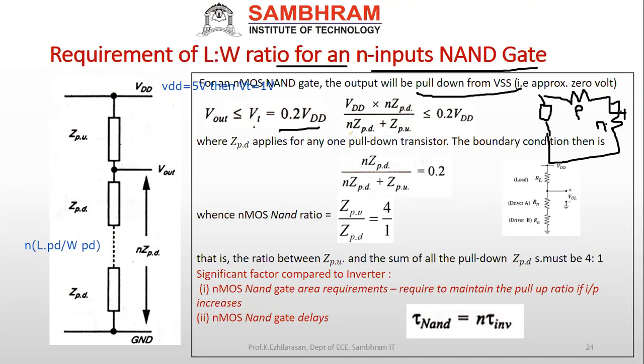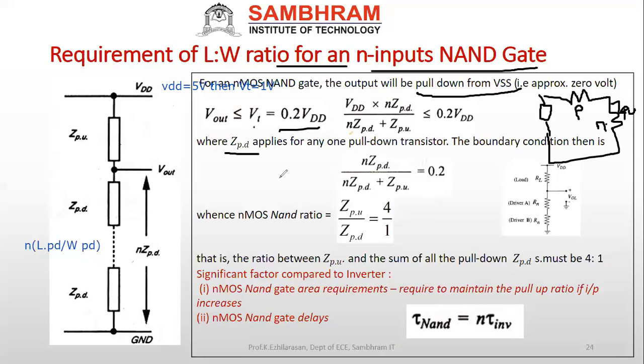Now, how can we find the voltage across the pull-down resistance? How can we find it based on the voltage divider rule? This divided by this, and this multiplied with the voltage. That is, VD is n times ZPD divided by n times ZPD plus ZPU, into VDD. So VD is less than or equal to 0.2 VDD, where ZPD applies for any one pull-down transistor. That is, the pull-down impedance applies for any one pull-down transistor. Then the boundary condition is like this.